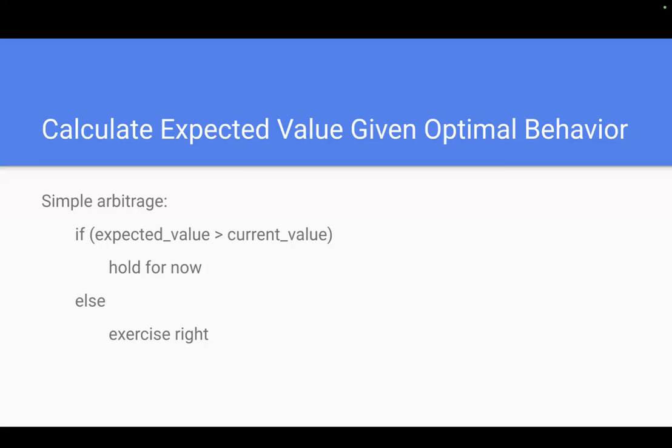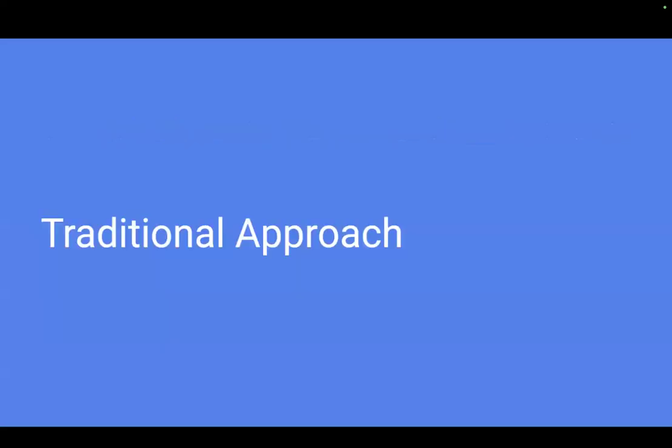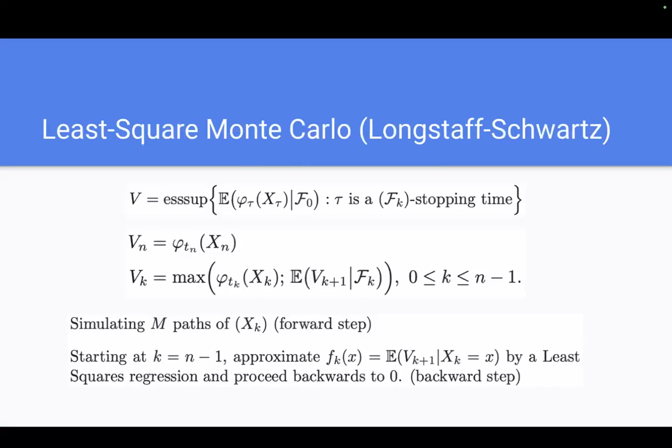If it's less valuable, I want to exercise right now. So our goal is just to figure out what that expected value is, which is complicated because we have to predict the future. We have to be in the present and try to figure out what the future is going to bring. So the traditional approach is the least squares Monte Carlo method, brought to us by the Longstaff-Schwartz paper.